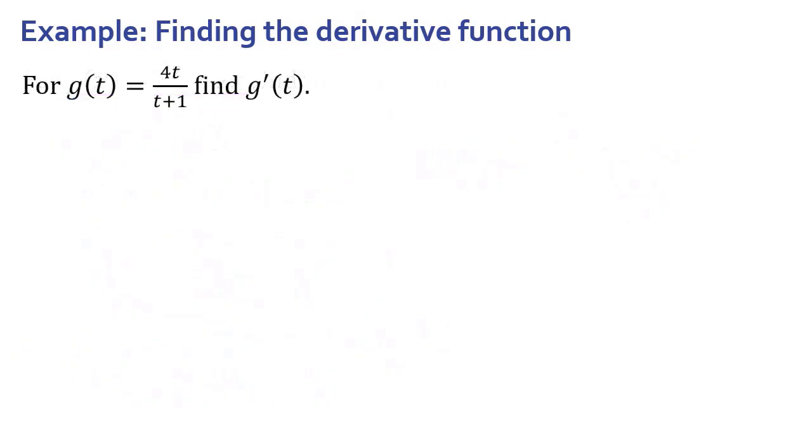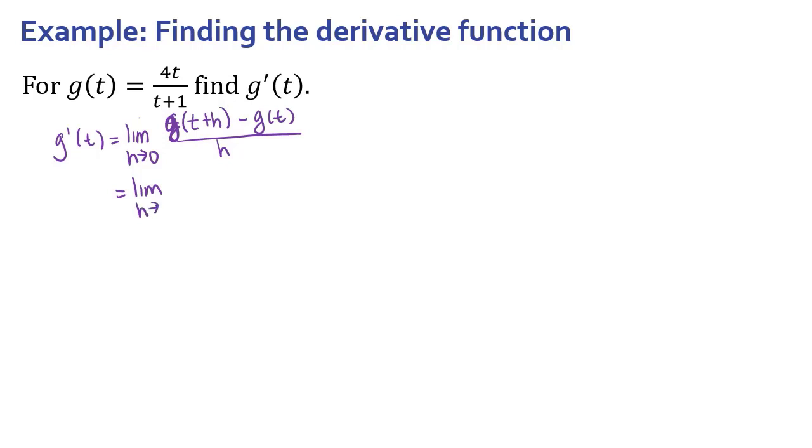All right, let's look at another formula. If I have g of t equals 4t over t plus 1, find the first derivative formula, the derivative function. So g prime of t is going to equal the limit as h approaches 0 of, in this case, we're using t because that's our input value, and this should be g since our function is g. So g of t plus h minus g of t all over h.